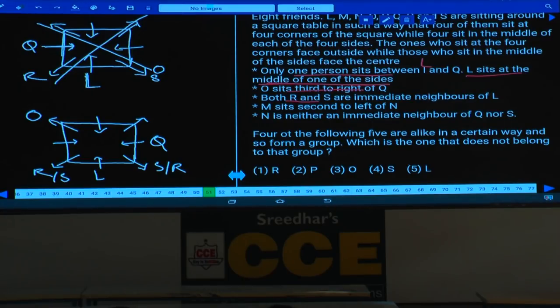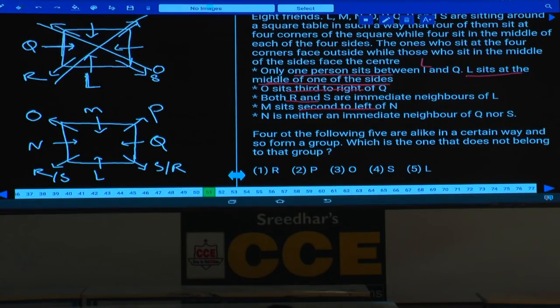Then M sits second to the left of N. As M is seated second to the left of N, this M and N must be at the center of this table. N is here because N is facing towards the center, then M will be here. Then who is the person left over here? Tell me. P is the person left over, P must be here.